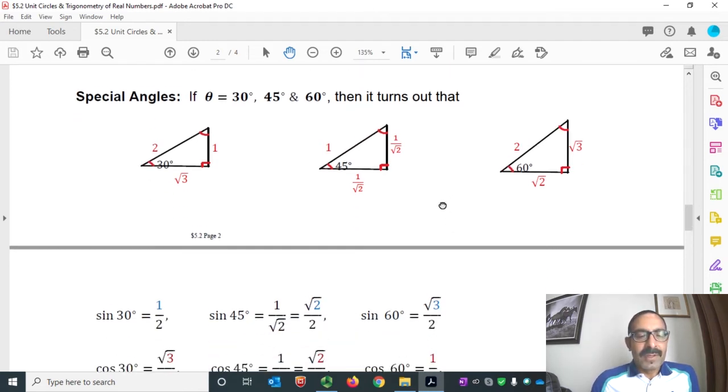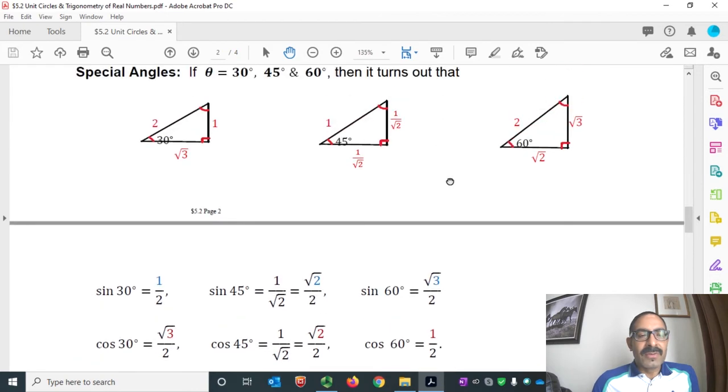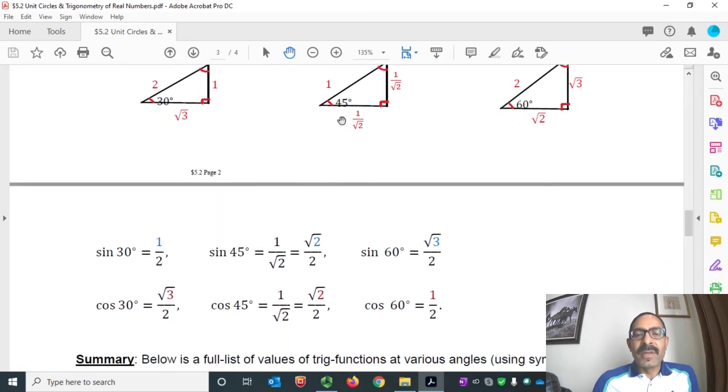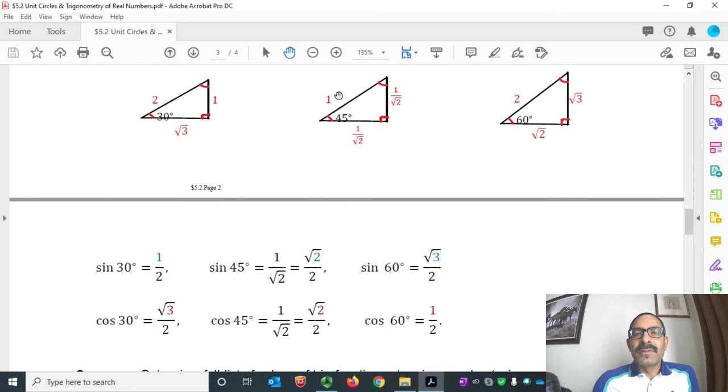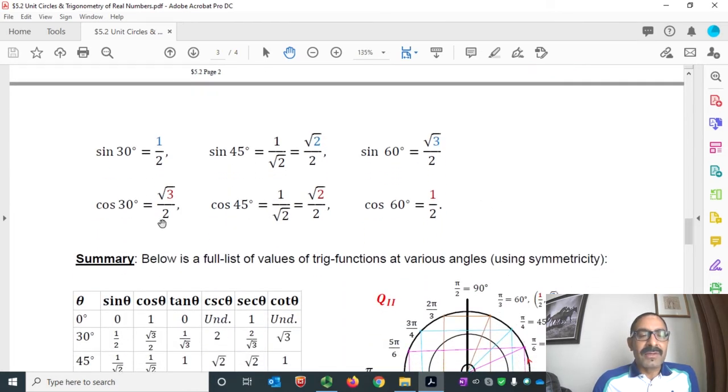Great. So then here sine 30 turns out to be perpendicular over hypotenuse, so 1/2. Sine 45 turns out to be again perpendicular over hypotenuse, so 1 over radical 2, and sine 60 turns out to be radical 3 over 2. Similarly, cosine 30 turns out to be radical 3 over 2. Cosine 45 turns out to be 1 over radical 2 or radical 2 over 2. Cosine 60 turns out to be 1 over 2.